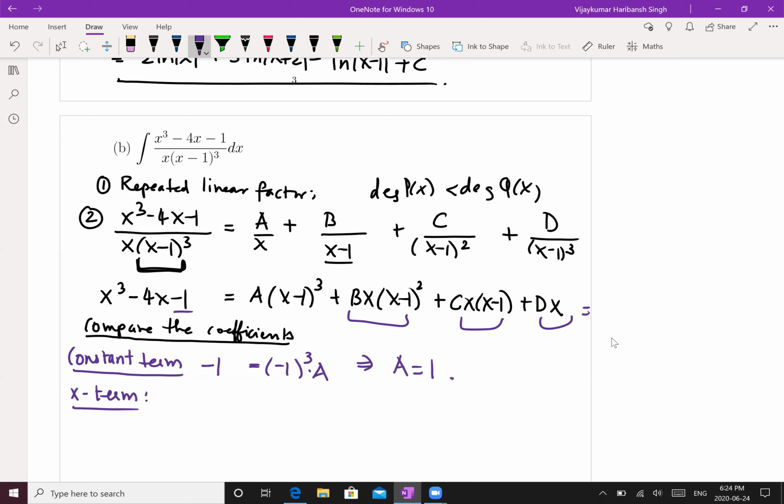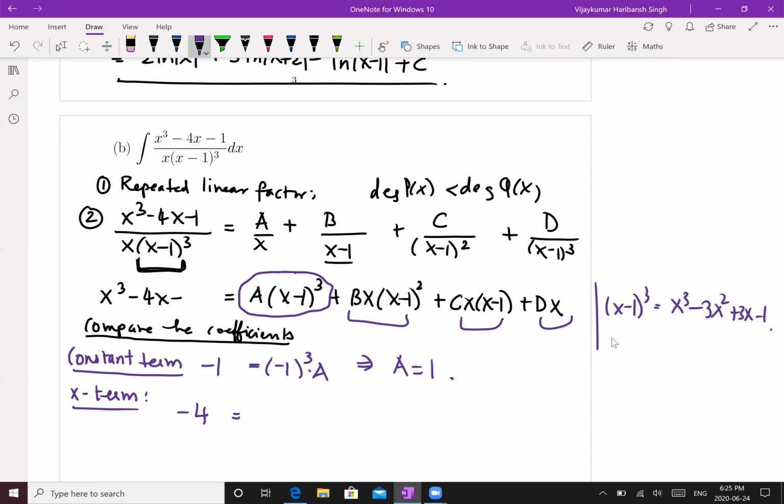So now what are the x terms? Here we'll get minus 4 on this side, right? We have minus 4. What about the other side? To get the other side, note that when you expand this, what is the constant, what is the x term you get here? The x term you will get, when you expand x minus 1 cube, you get x square. So what is the formula for x minus 1 cube? x minus 1 cube is x cube minus 3x square plus 3x minus 1, right?